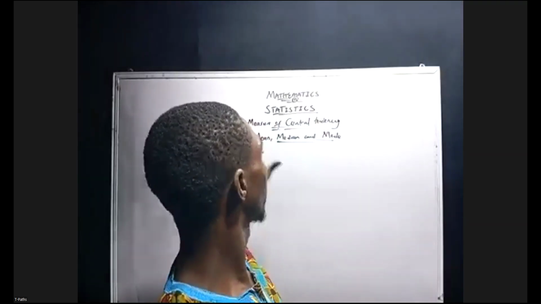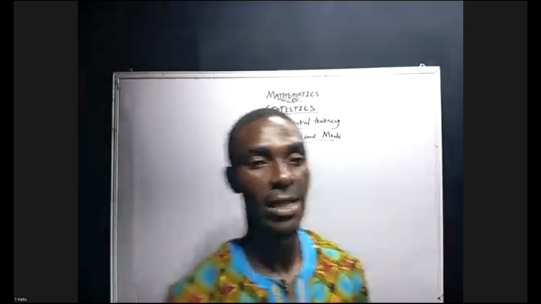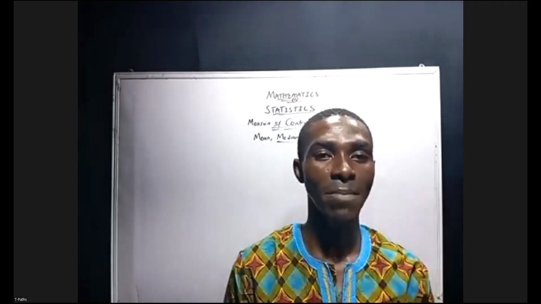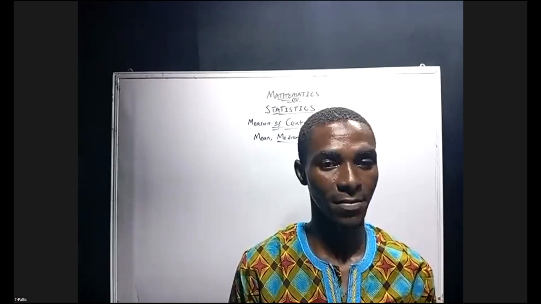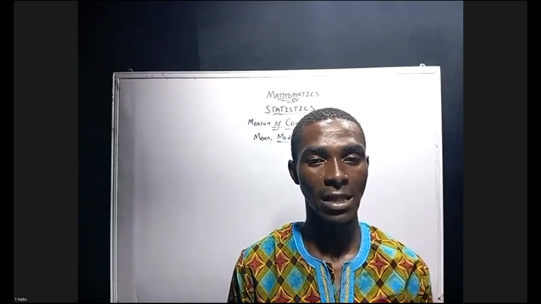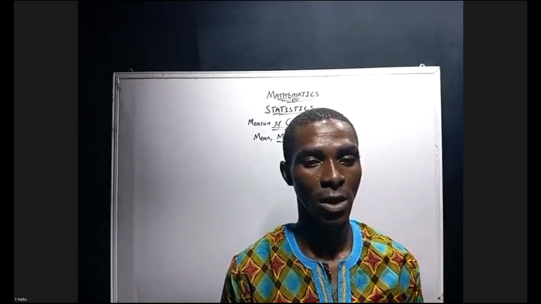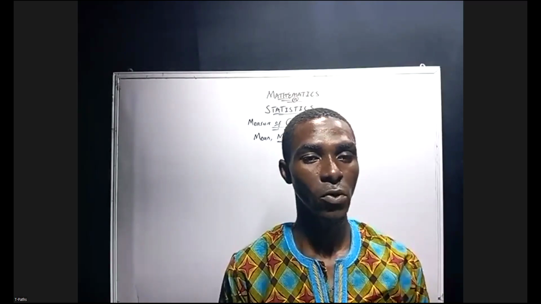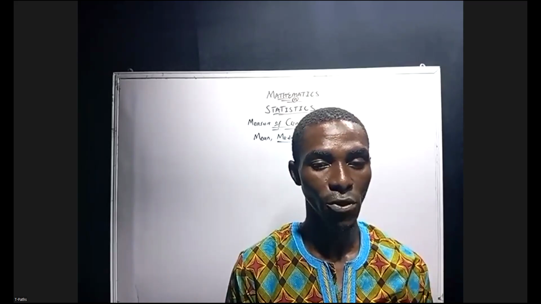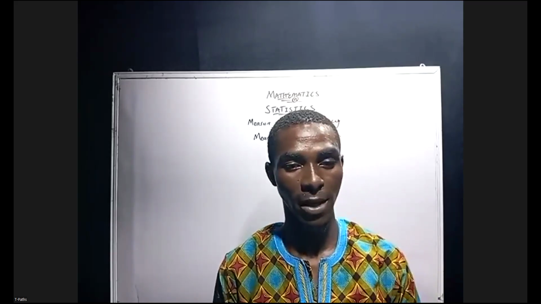So the first part we'll be focusing on is the mean aspect. So what do you mean by mean? The word mean means average. Finding the mean of a number means you're looking for the average of a number. You can be given 3 or more numbers, and you are told to calculate the mean. It shows you're looking for the average of those numbers.